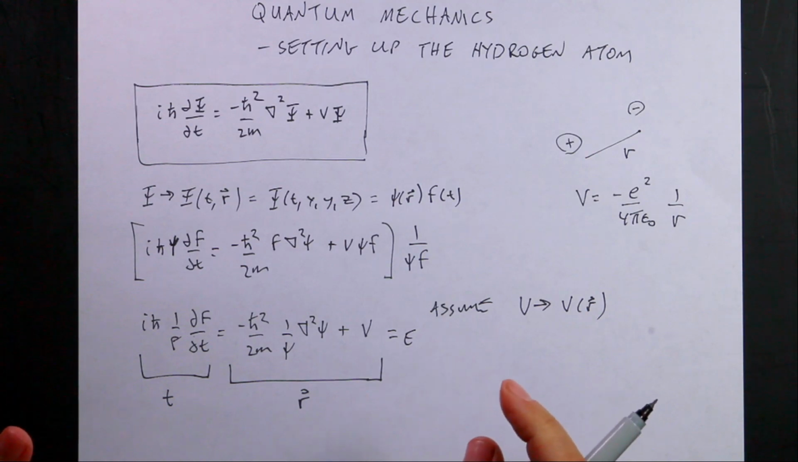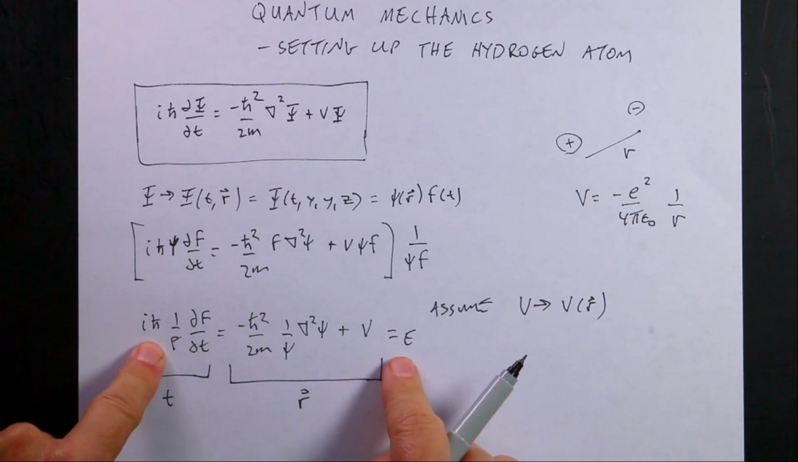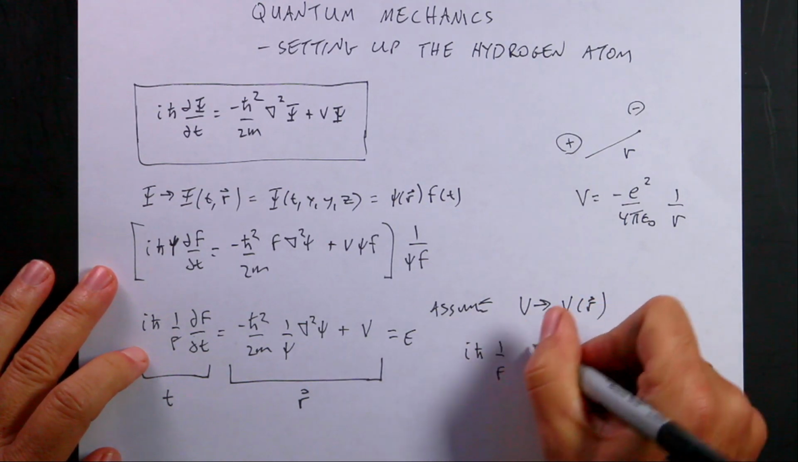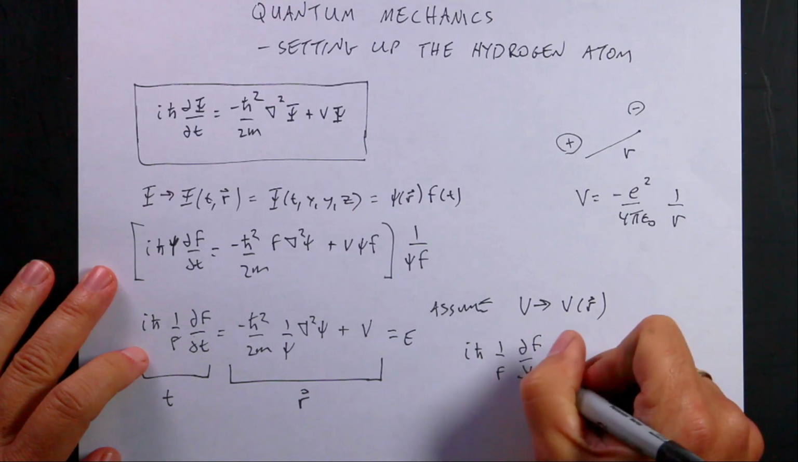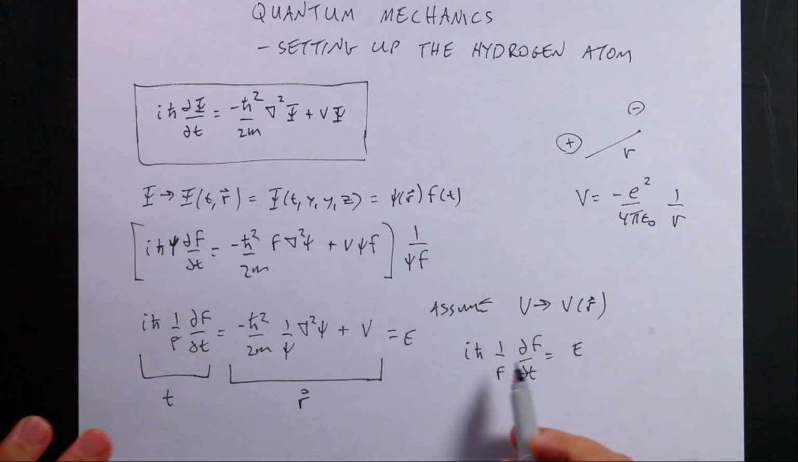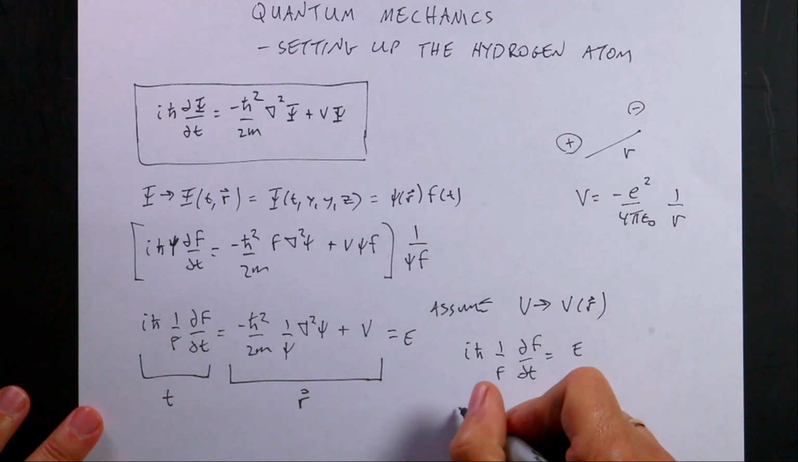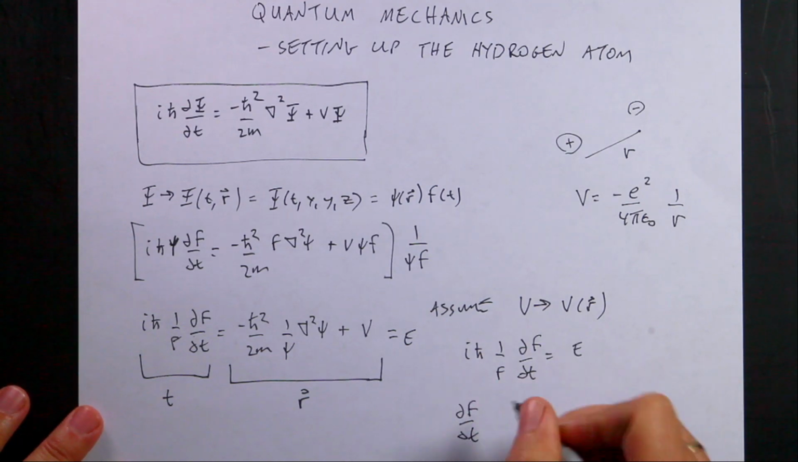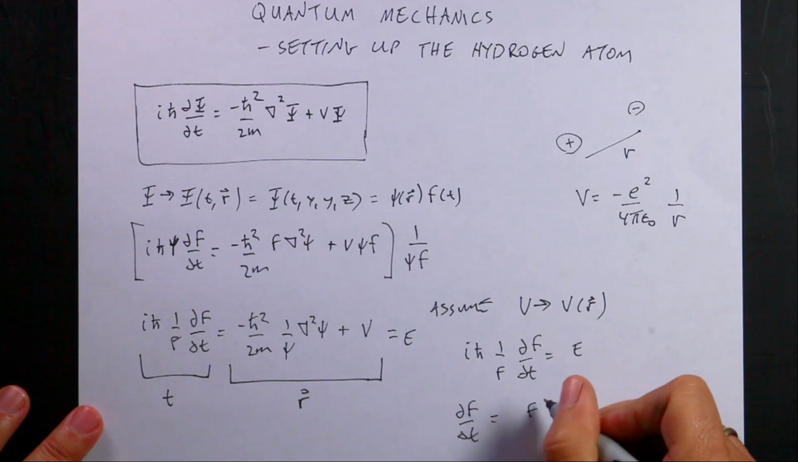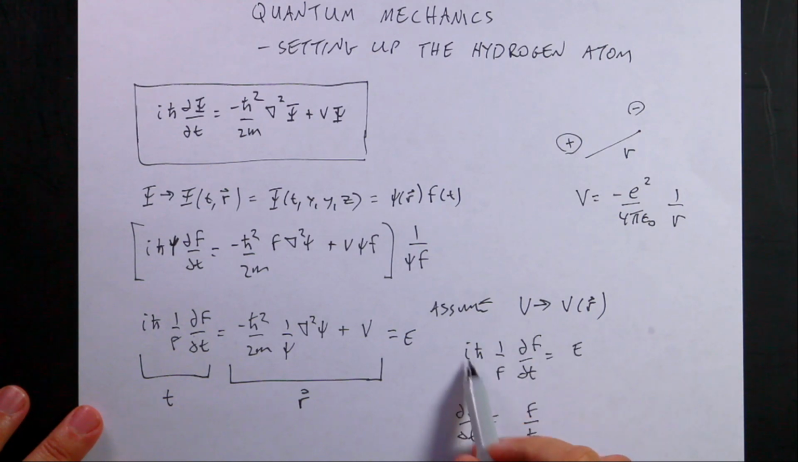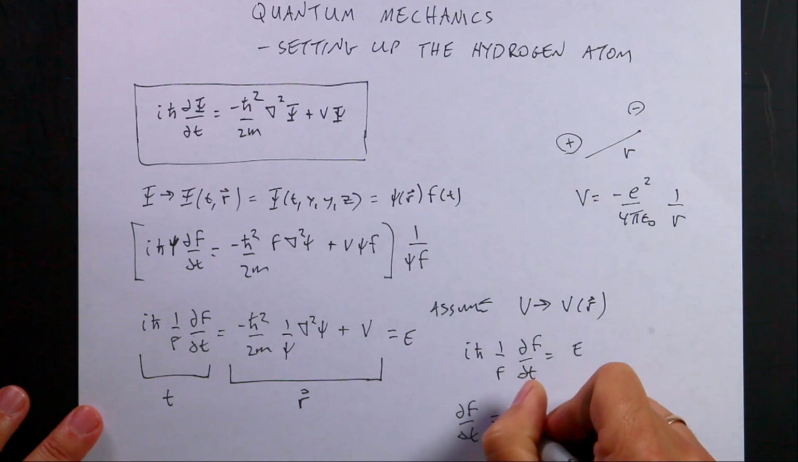And that just has to be true. So let's set this equal to E. I get i h-bar times 1 over f times the partial of f with respect to t equals E. Now I can divide by i h-bar and multiply by f, and I get the partial of f with respect to t equals f over i h-bar. If I multiply the top and bottom by i, I get a negative 1, so this is negative i.